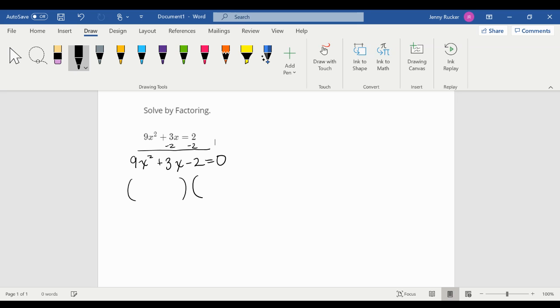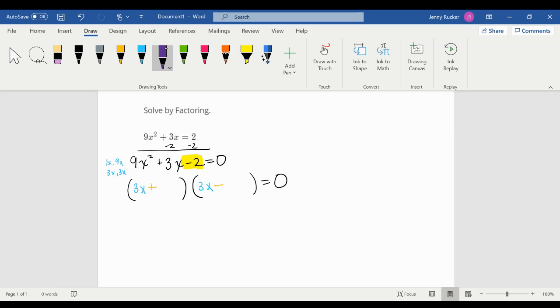Now we're able to set up our structure to begin factoring. So when we look at our a of 9, we have 9x squared. That could be 1x times 9x or 3x times 3x. I'll start with the 3x times 3x. Now let's take a look at our c. c is a negative value, which means that we will have 1 plus and 1 minus in our factors.